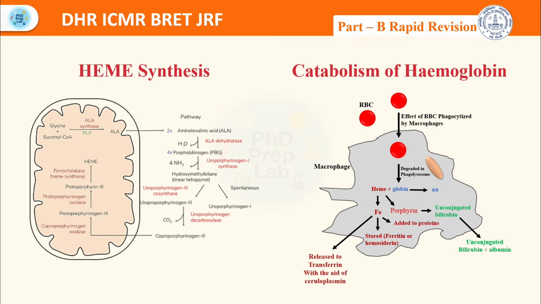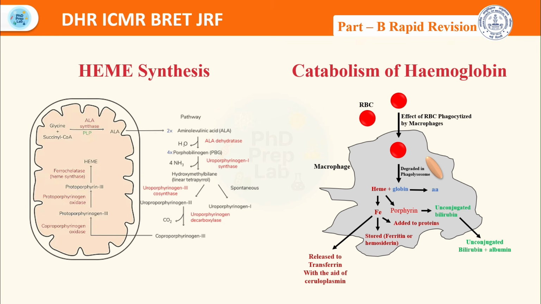This is also the rate limiting step. So this is inhibited by heme by the feedback inhibition. Then from ALA, your PBG is formed, and the formation of PBG is done in the cytosol, and from there the cycle continues in the cytosol.